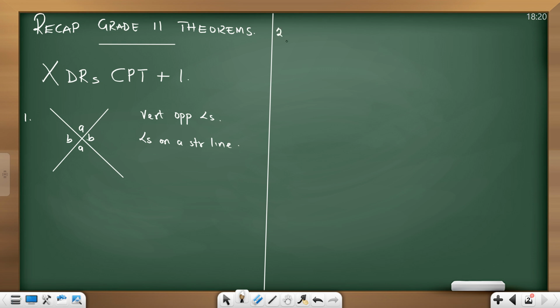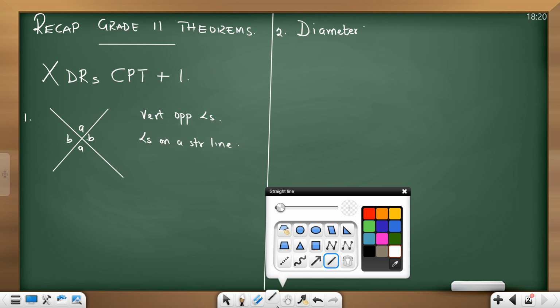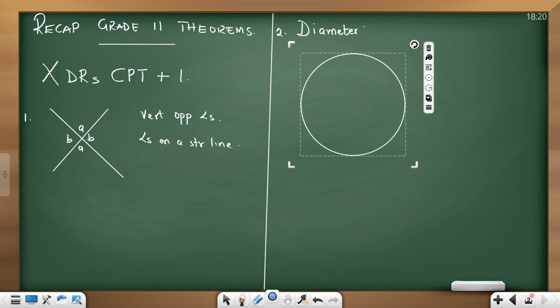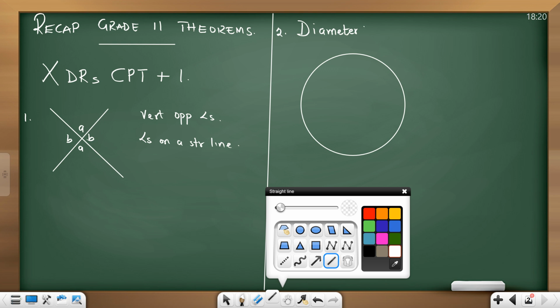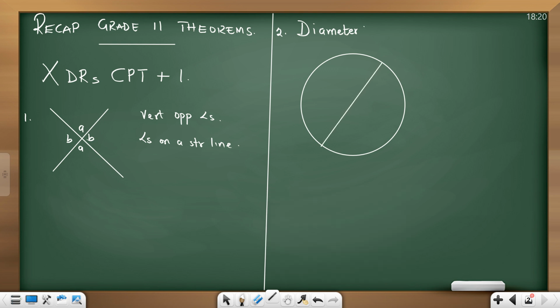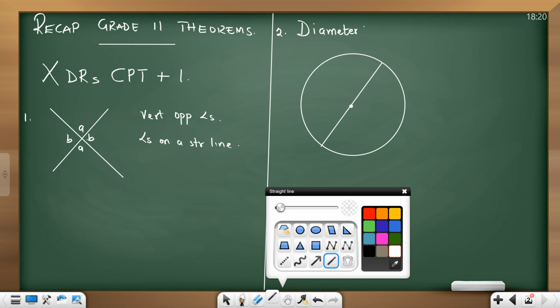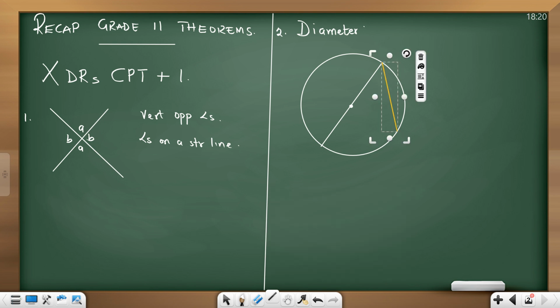Now, number 2, the D stands for diameter. When I see a diameter, please understand the diameter must pass through the center of the circle, which means it divides the circle into what? 2 equal halves. When I see that, what theorem comes to your mind? Grade 11: angle in a semicircle, and that's 90 degrees.